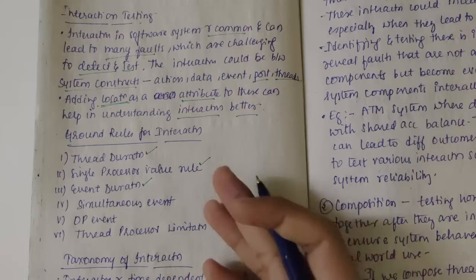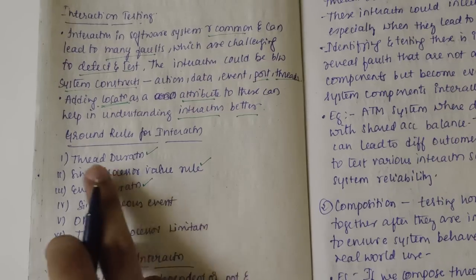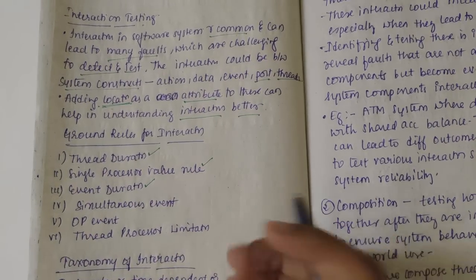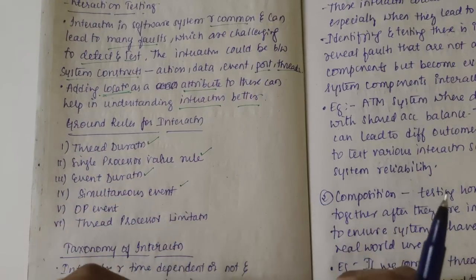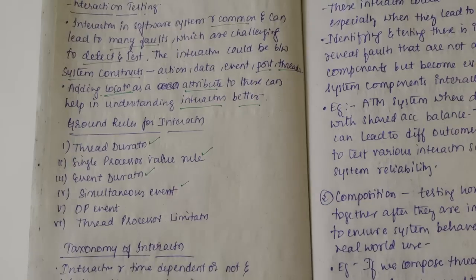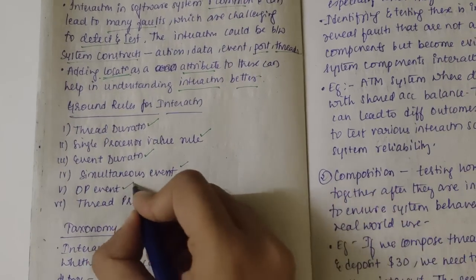Then we have the event duration. Event duration is the amount of time taken by the event. It is similar to thread duration: in thread duration, it is the time taken by the thread to execute, and in event duration, it is about the event. Then we have the simultaneous event rule. Two events cannot occur together in a single processor, but two events can occur together in multiple processors simultaneously. Then we have the output event.